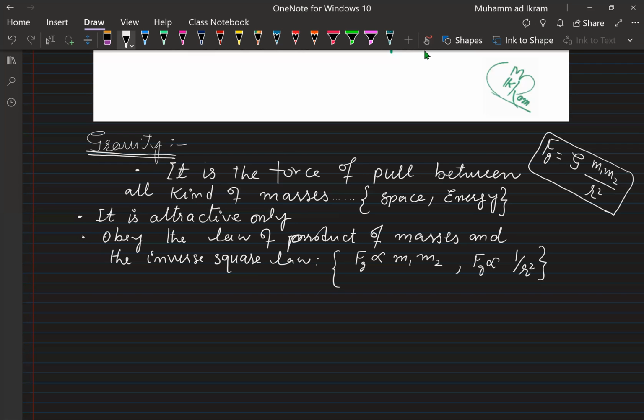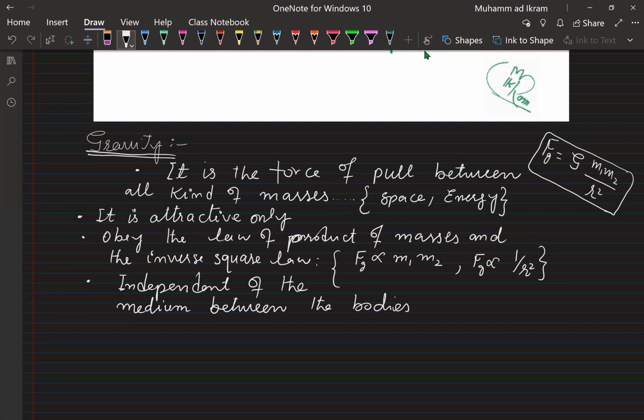This force is independent of the medium between the bodies, like the electrostatic force.